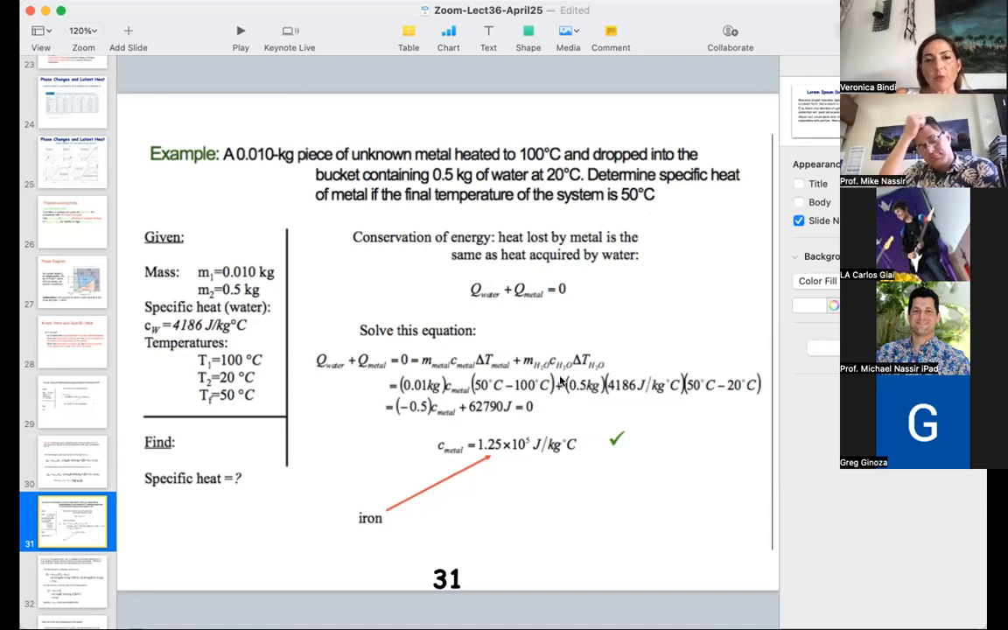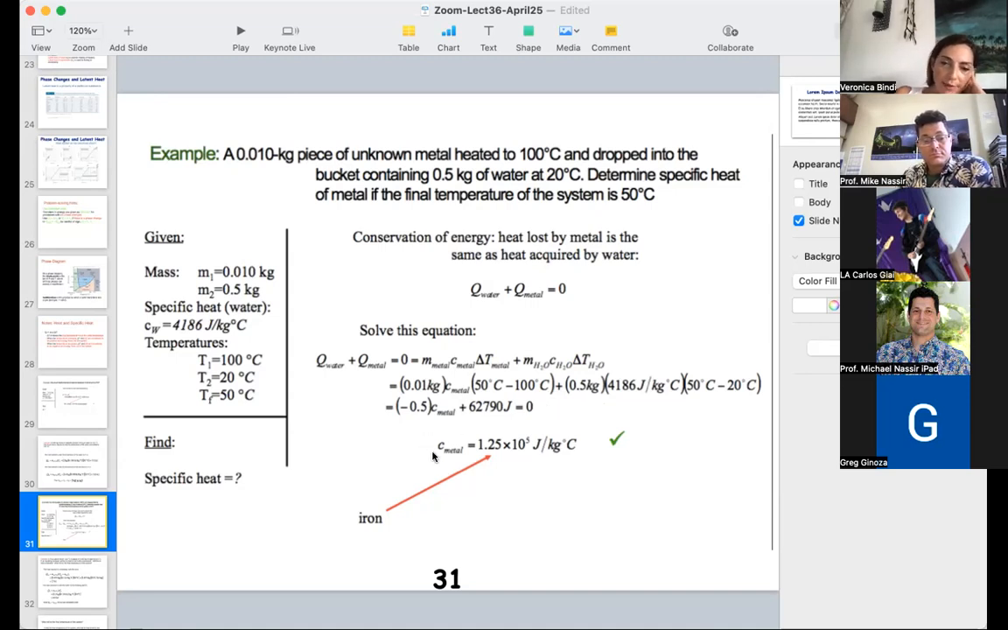The mass of the water is 0.5 kilogram. This is the coefficient for water. And then we have final temperature 50 degrees Celsius minus the initial one, which was 20 Celsius. Okay. If we make all the calculation, we find minus 0.5 times C of the metal, which is what we are looking for, plus this amount of joules is equal to 0.